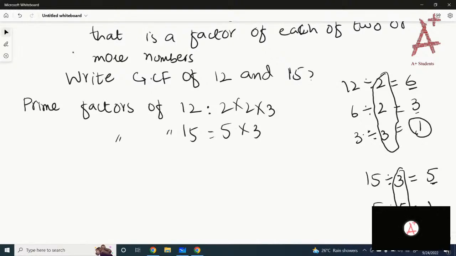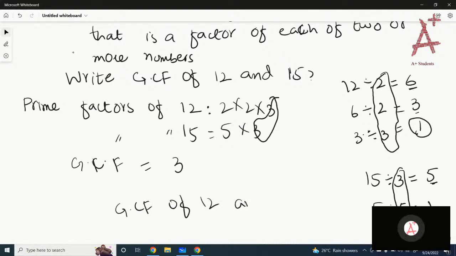Got it? So for GCF, you have to look for the common factors. The common factor is 3. This is the only number that is common. So the GCF of 12 and 15 is 3. So you have to write the prime factors of every number. The prime factors of 12 are 2 times 2 times 3, and the prime factors of 15 are 5 times 3. So the greatest common factor is 3. So 3 is the GCF of 12 and 15.